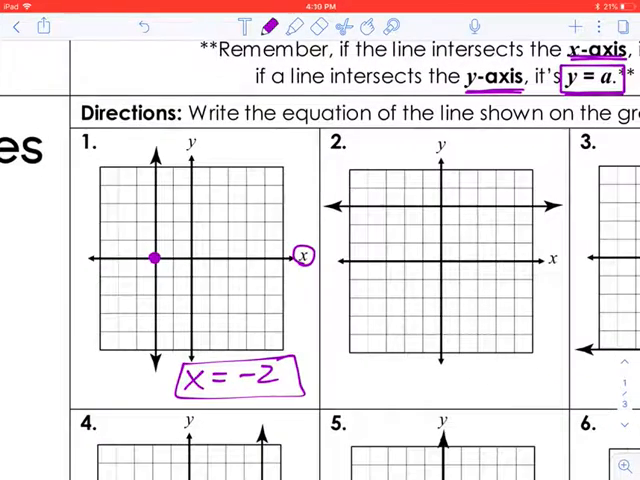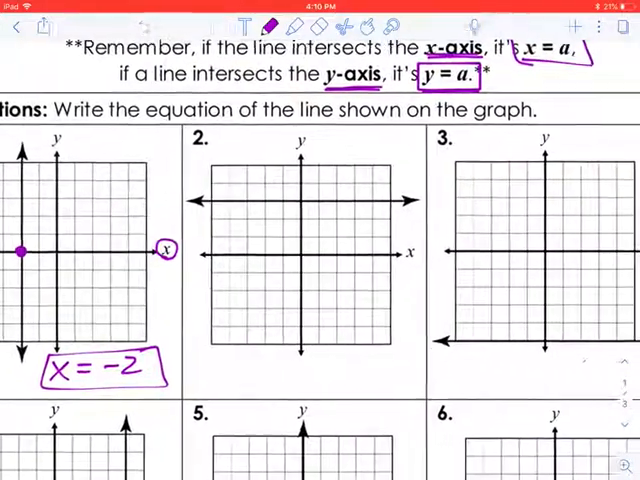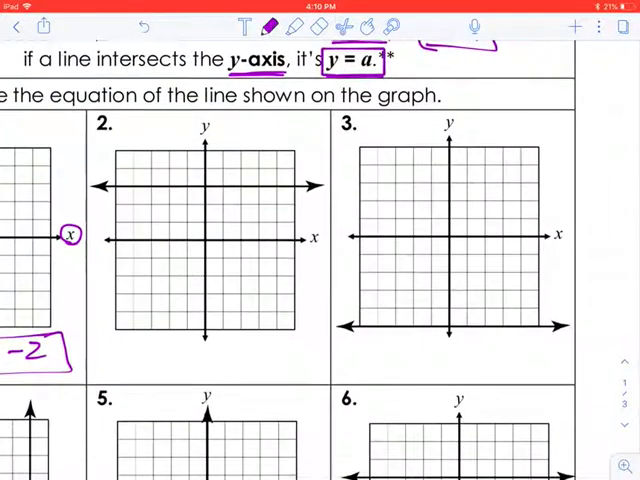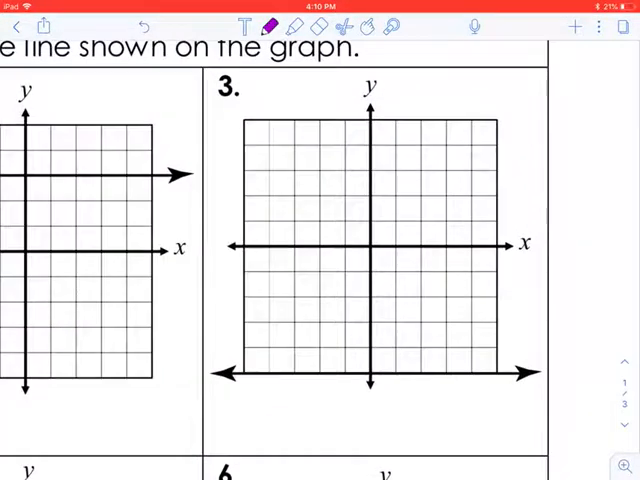Okay, and then number 3, we have same deal. 1, 2, 3, 4, 5. So -5, that's going through the y-axis. Okay, that's the y-axis that it goes through. And so that would be y equals -5.